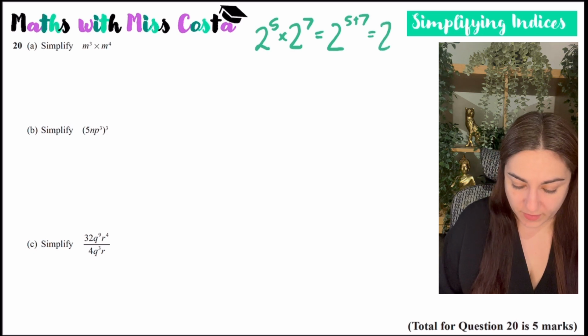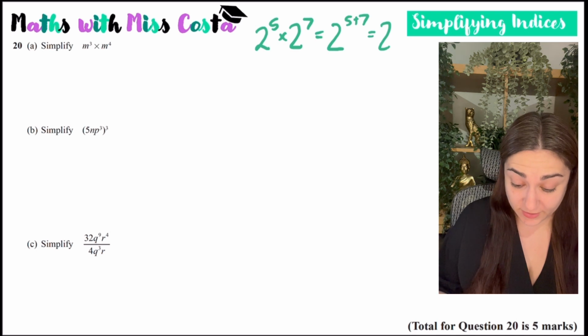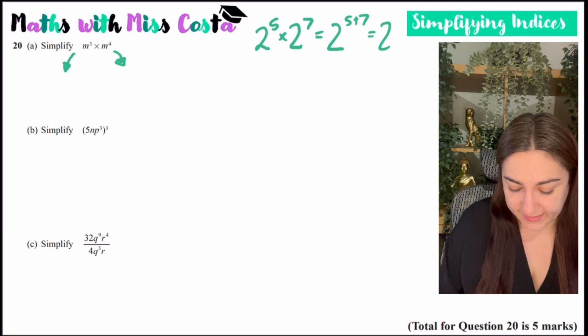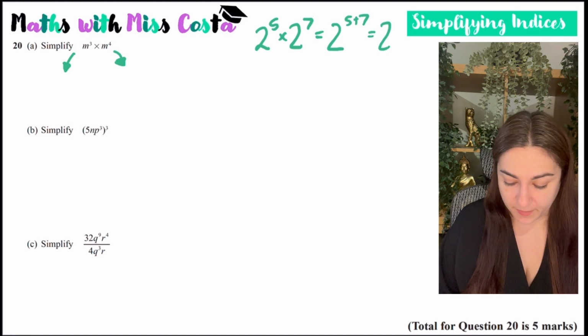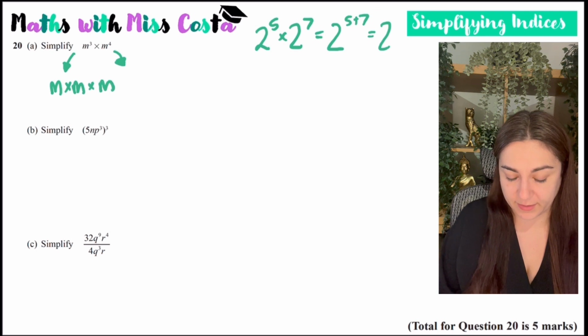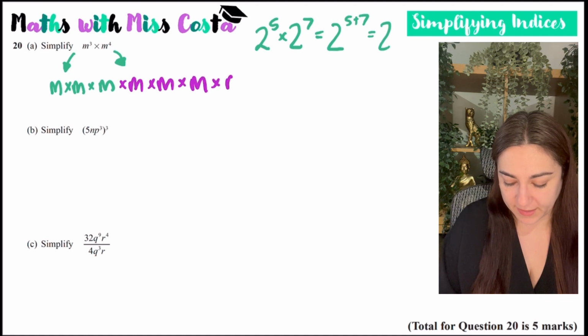So that's called the law of multiplication. If indices aren't your strong point and you don't feel confident with the adding, you could just take it back to its basics. So what does m to the power of 3 mean? It means m times m times m. And m to the power of 4 means m times m times m times m.